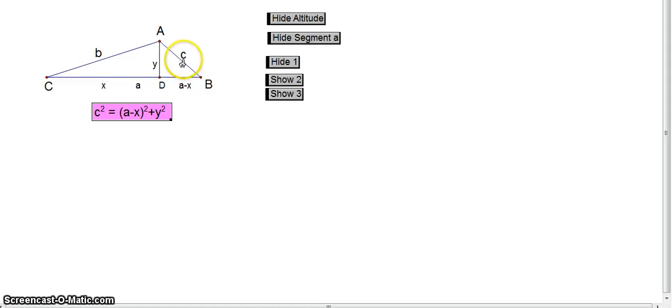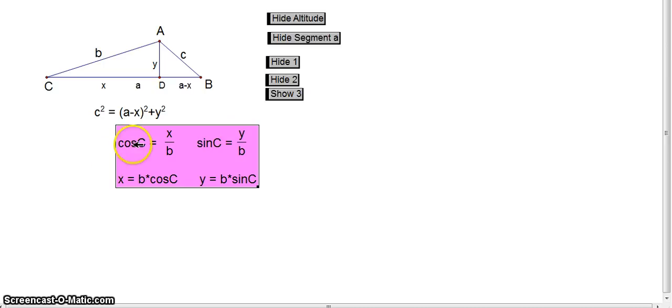So now I know that c squared equals (a minus x) squared plus y squared. That's just Pythagorean theorem. And then I also know that the cosine of c is x over b, because that's adjacent over hypotenuse of this right triangle. And the sine of c is y over b, again, just right triangle trig. So if I rearrange those, I get x equals b cosine c and y equals b sine c.